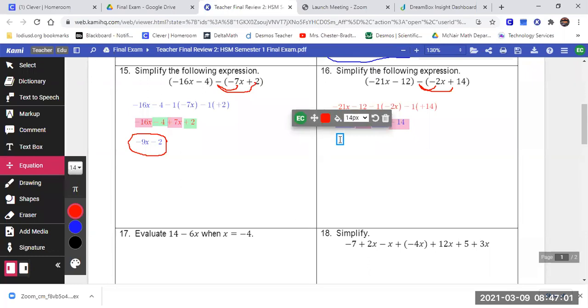So what are we going to do with them? Subtract and keep the sign on the bigger one. So negative 21 with positive 2, and then we have an X on it. So what are we going to get? Negative 21x, positive 2x. What are we going to get?